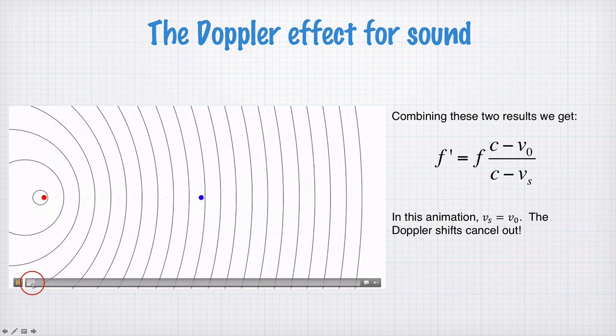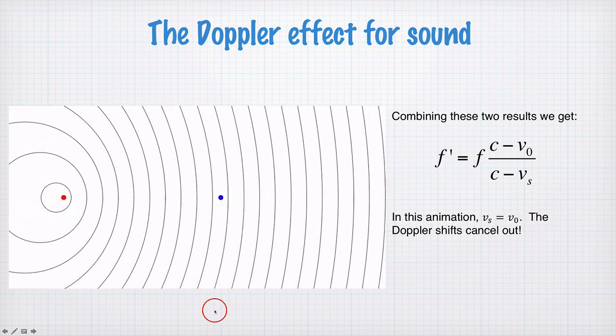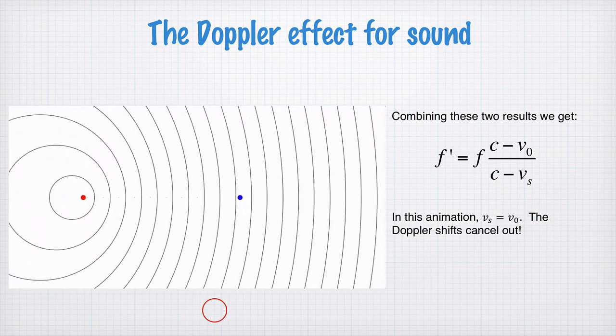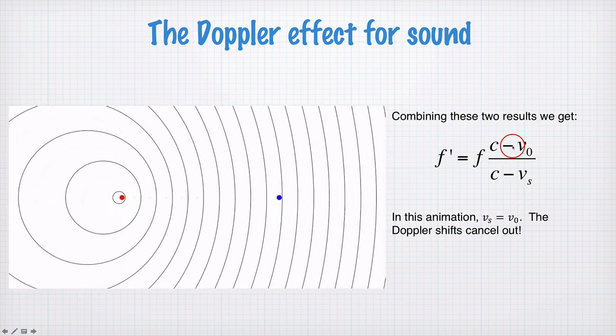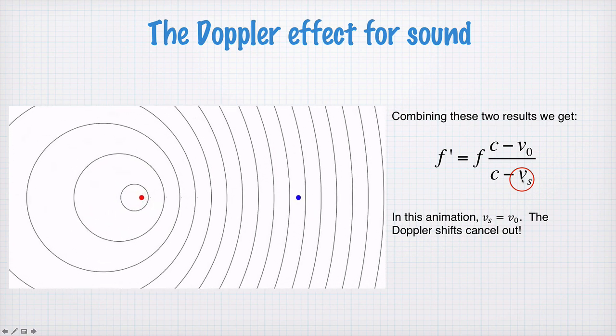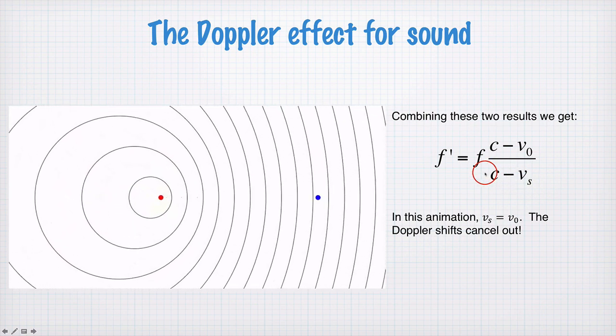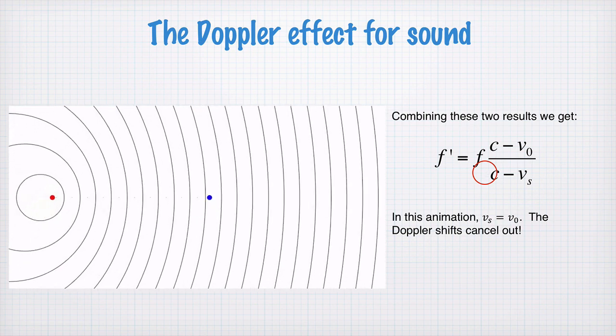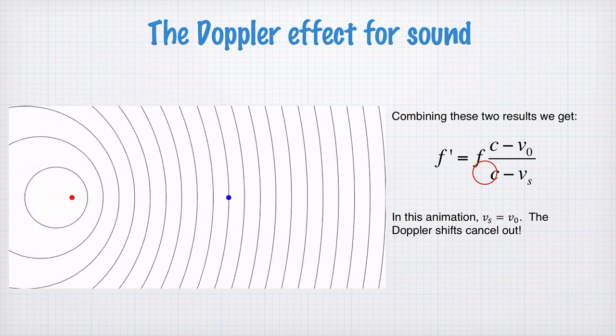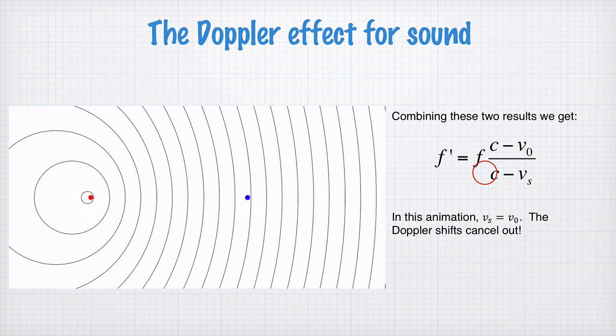One special case would be this one here, where we have the source and the observer moving at the same speed in the same direction. In this case, the two factors cancel out, and the original frequency is the same as the Doppler shifted frequency. Now this is all true for when the speeds are less than the speed of sound.